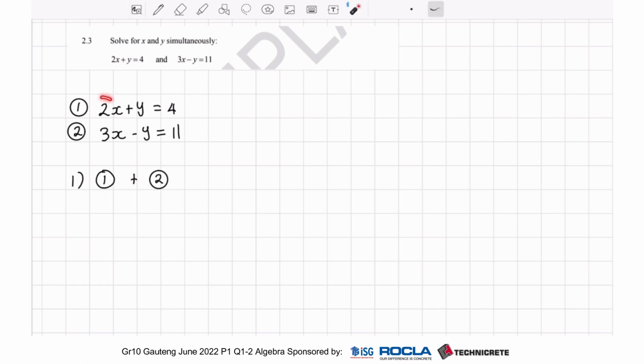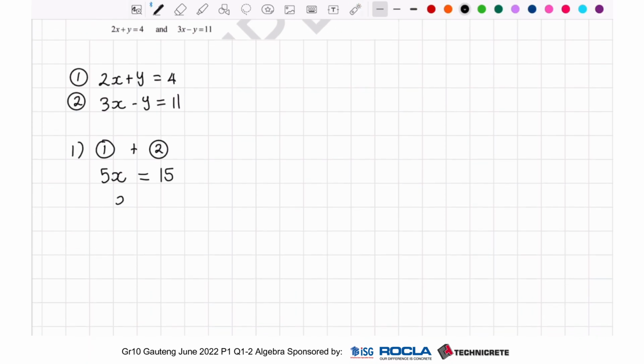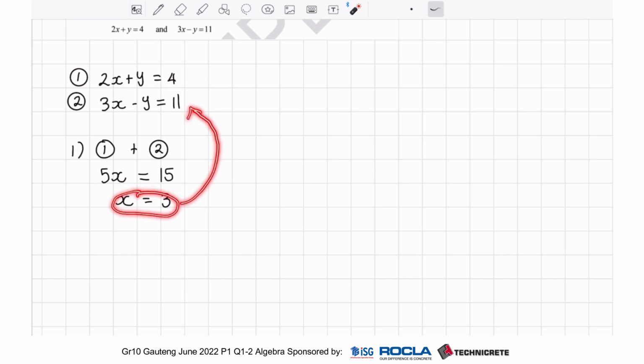Right, so I'm going to add the x's together and I get 5x. I add the y's together and I get 0. And then I have my equal sign. And then I add the 4 and the 11 together and I get 15. So 5x equals 15, then x must be equal to 3. So I found x, and then I can substitute this value of x equals 3 into either this equation or that equation to find the value of y.